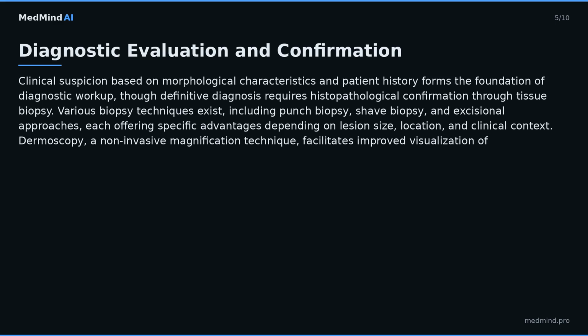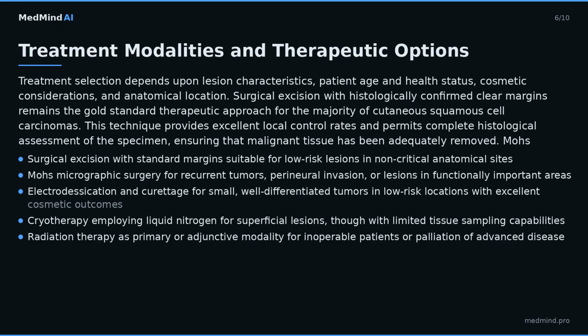Imaging studies such as ultrasound or magnetic resonance imaging occasionally assist in determining depth of invasion and assessing regional lymph node involvement in advanced cases. Staging investigations become appropriate for high-risk lesions or those with clinical features suggestive of metastatic disease, though most cutaneous squamous cell carcinomas remain localized at the time of diagnosis. Complete blood work and laboratory analysis generally lack utility in routine assessment unless specific clinical indicators suggest systemic involvement or internal malignancy.